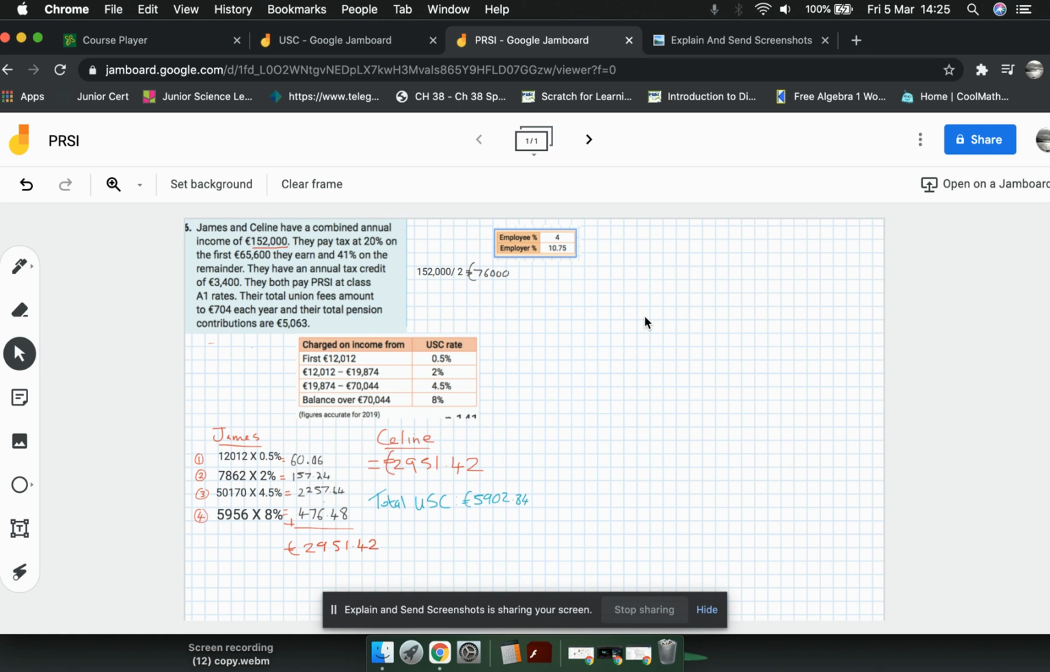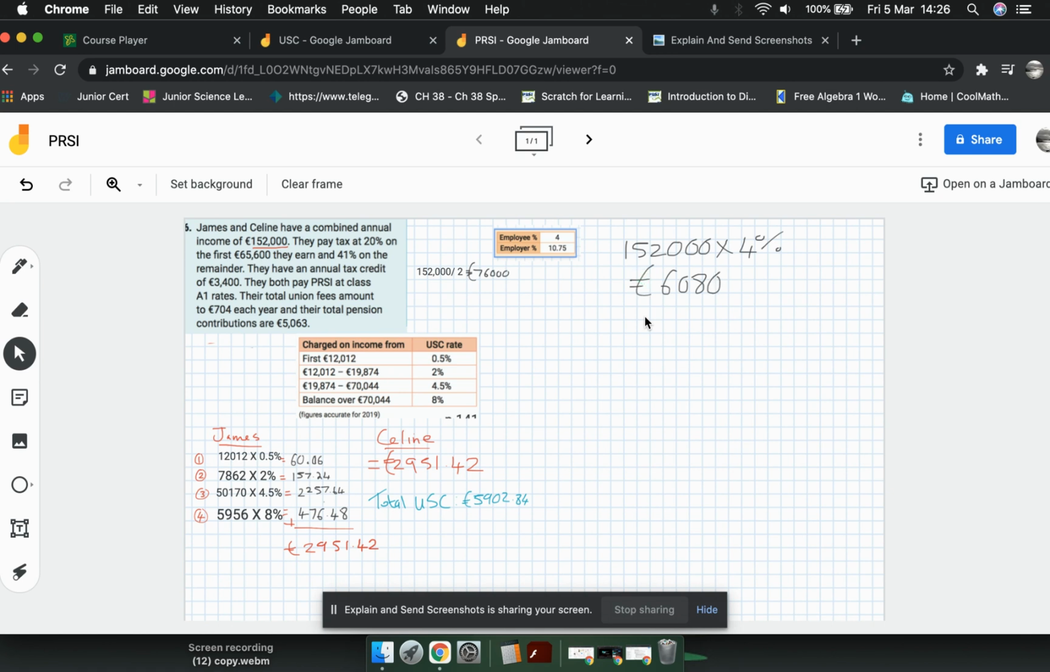Okay, so again, what you do there is, now this is different. Remember what I said a while ago that universal social charge is considered to be done individually, whereas pay-related social insurance, because it is charged at the same rate, it doesn't matter what their combined income is or if it's done individually, they'll still be charged the same amount. So what we do here is we take 152,000 and you multiply that by 4%, and that'll give you the value for their pay-related social insurance. So 152,000 multiplied by 4%, and I'm getting a value there of 6,080 euro, and that is their pay-related social insurance for the year. And we're told in this question to work it out for the year.